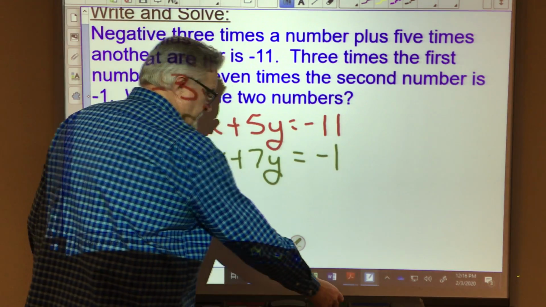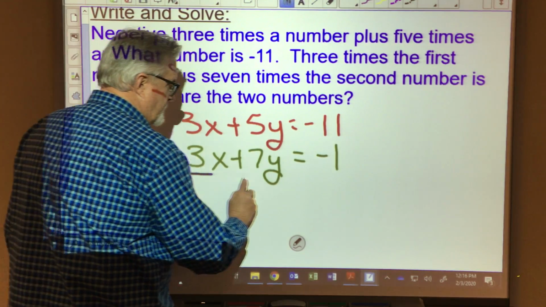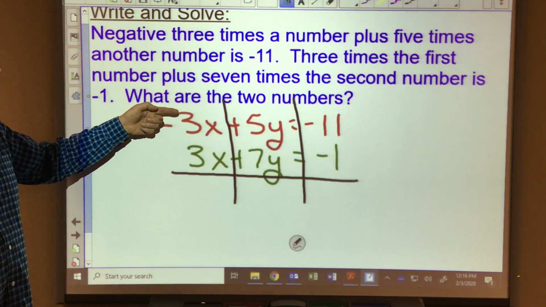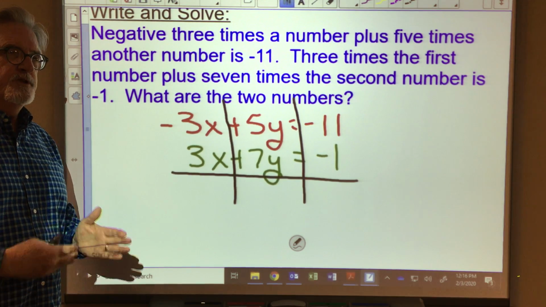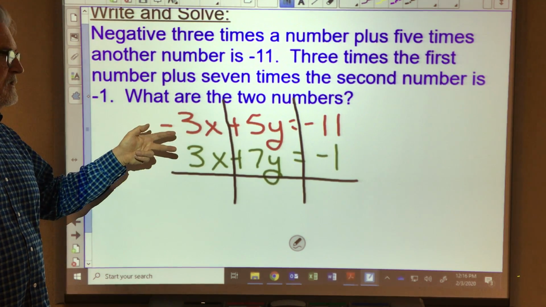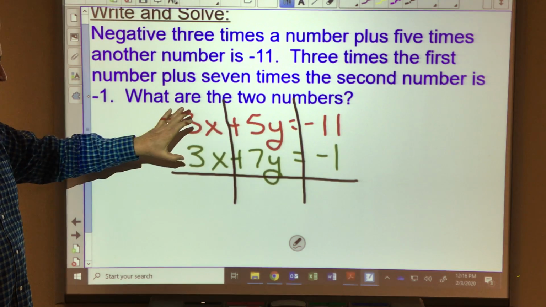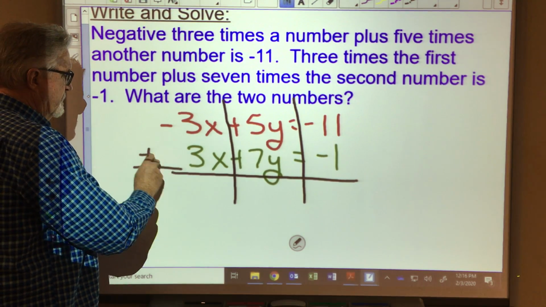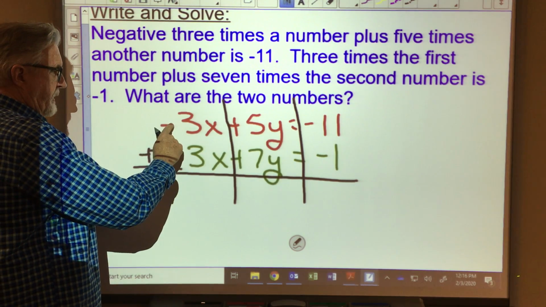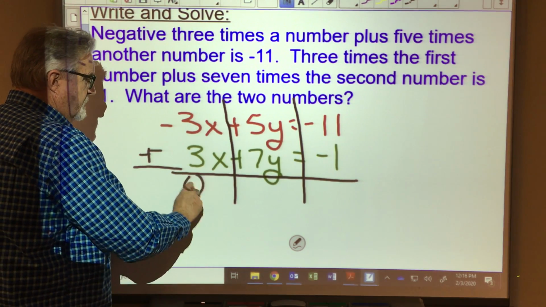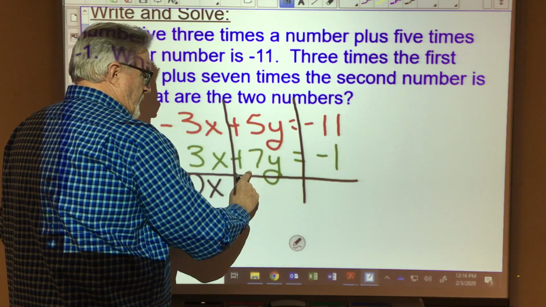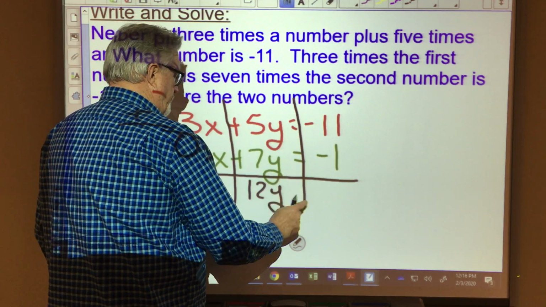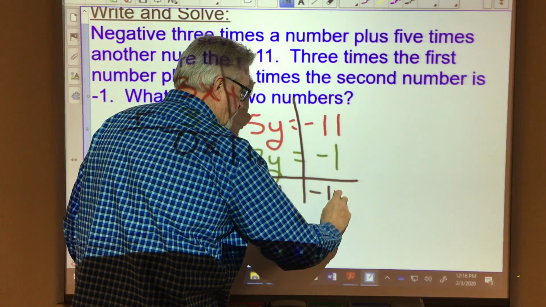If we set it up and try to decide what we're going to do with it, do we have opposites or like coefficients? Well, we've got opposites. And to eliminate that, we need to add those together. So I'm going to make this an addition problem. So negative 3x plus 3x is 0x. 5y plus 7y is 12y. And negative 11 plus negative 1 is negative 12.